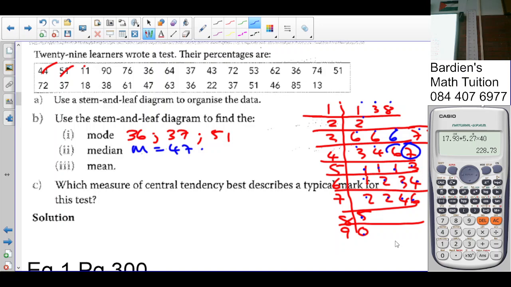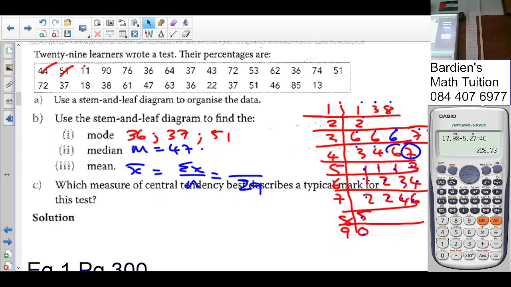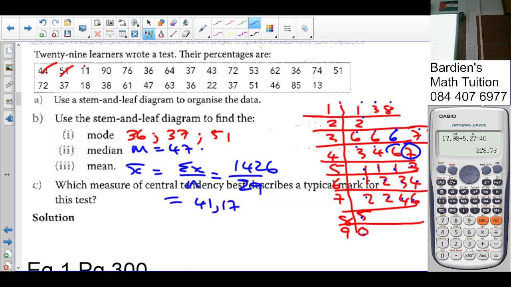47. The mean? The mean is going to be the sum of all the numbers divided by the number of numbers. How many numbers are there? 29. So add them up quickly. Then you get the total that it adds up to, 1,426. So that works out to be 49.17. Okay. Will you guys understand?